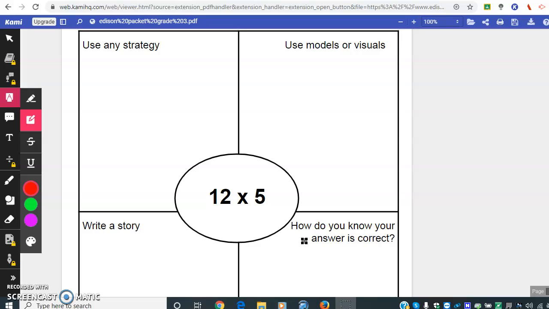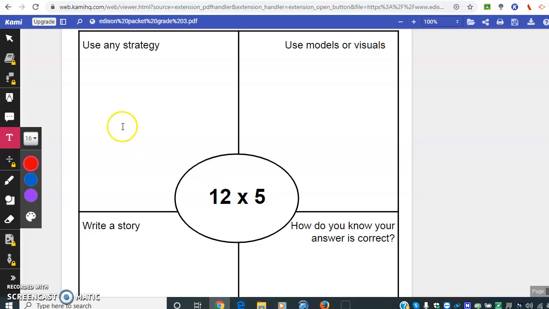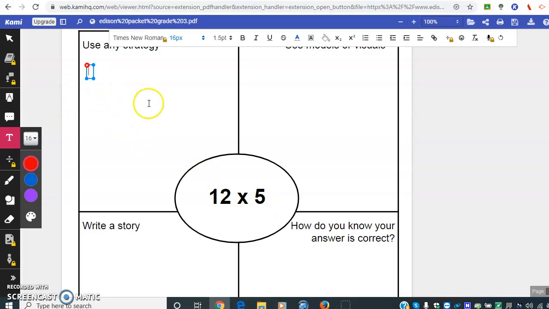We've got the problem 12 times 5, and the strategy that I'm going to use to begin with is I'm going to choose between either writing 12 fives or 5 12s. So what that means is I can either write 12 5 times and add it together, or I can write 5 12 times and add it together.